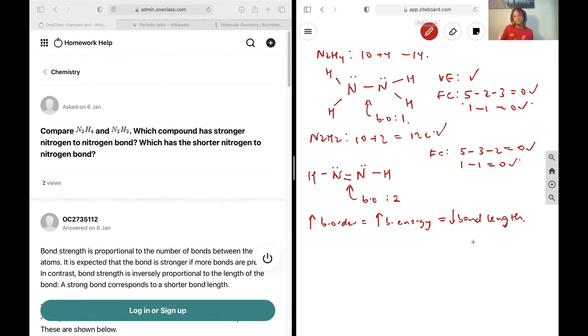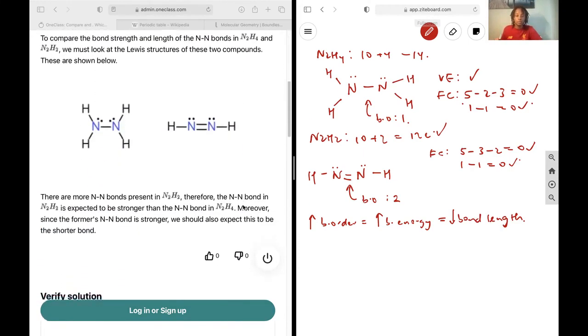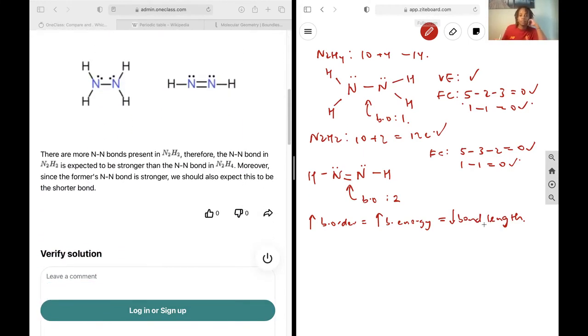And so let's begin with the topic of bond length. We know that N2H2 has a higher bond order, which means a higher bond energy, which means a shorter bond length. And so N2H2 will have a shorter bond length, described by this relation.